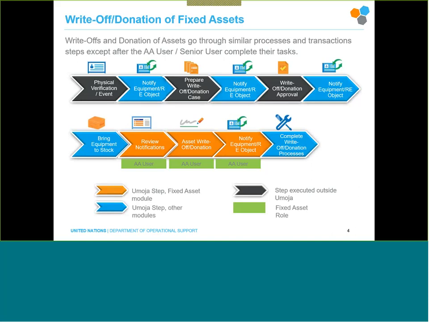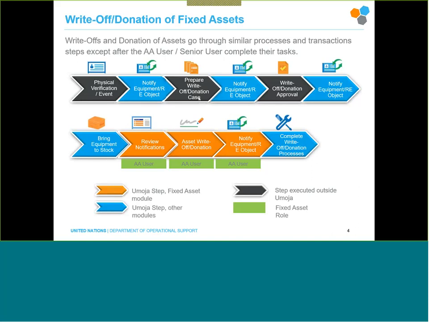Then the disposal planner, SD09, should create a service notification for each fixed asset, what I mentioned before, one notification per fixed asset that should be written off or donated. And in this case, this is how the process starts in the system, in Umoja system. The blue steps are the steps that happen in Umoja system.